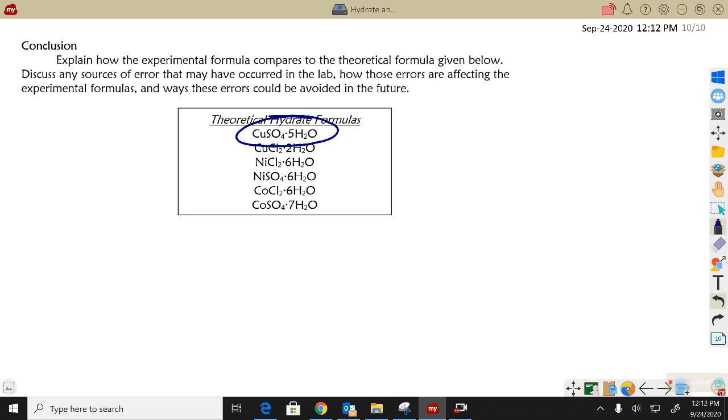We also don't want to say like, my lab partner screwed up. Okay, that could be true, but then what did they do wrong? Explain the error. Kind of along the same lines, don't put like, I don't think we read the directions.